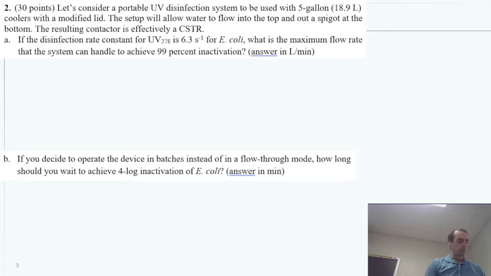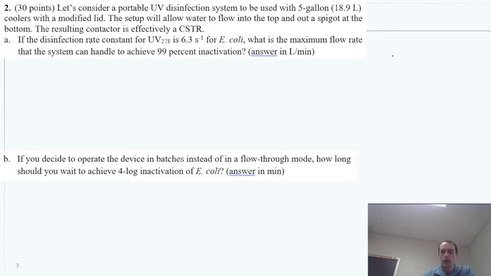So part 2, problem 2, we say, let's consider a portable UV disinfection system to be used with a 5-gallon, 18.9 liter cooler with a lid. And so the setup will allow water to flow in the top and out a spigot at the bottom. And effectively, it acts kind of like a CSTR when we run it that way. If we have a disinfection rate constant for UV 278 at 6.3 per second for E. coli, what is the maximum flow rate that the system can handle to achieve 99% inactivation? And I ask you to answer in liters per minute.